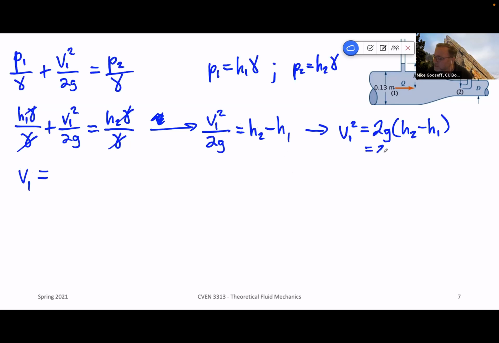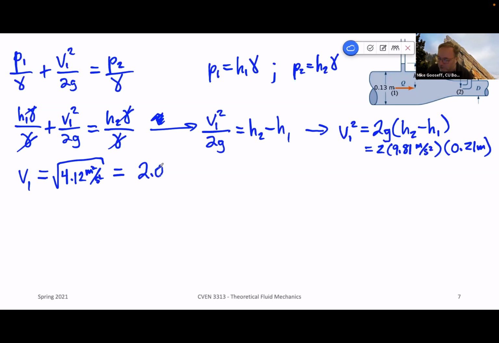And when we do that, V1, okay, so this is 2. We are working in meters, so we're going to multiply by 9.81 meters per second squared, and then we multiply by 0.21 meters, which is given in the diagram as H2 minus H1, the difference between those. So when we work this out numerically, we get that V1 is the square root of 4.12 meters squared per second squared, and that comes out to be 2.03 meters per second. Okay? All right, so we've got V1.